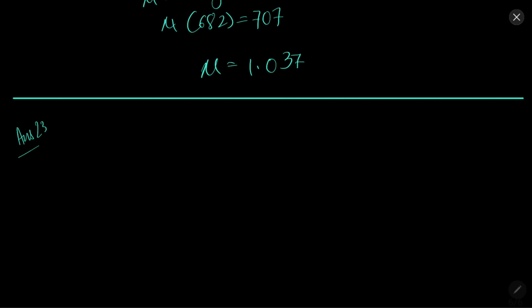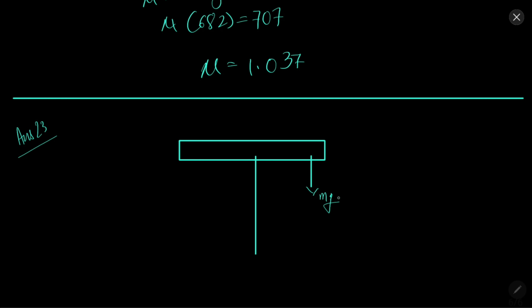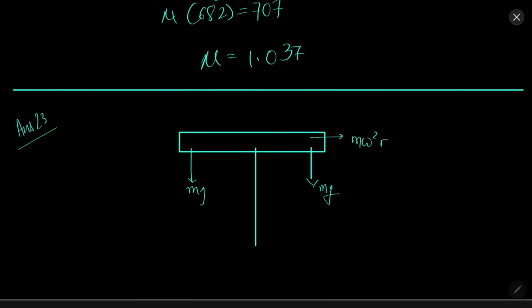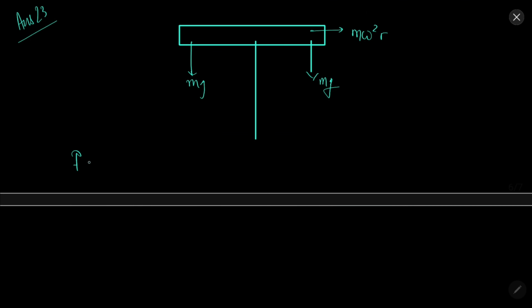So this is 23rd. Let the scenario be something like this. One kid is over here. On this kid there is weight, a downward force, and there is also centrifugal force m omega square r. So the frictional force will be equal to the centrifugal force m omega square r. Frictional force like this.